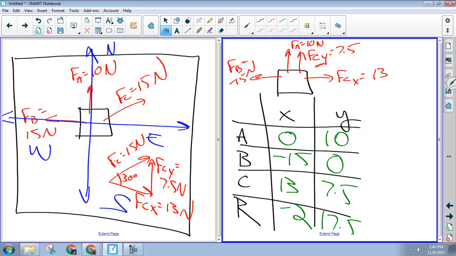Make sense? So whether you make the drawing or the chart or both, I don't care. Probably had to make at least one of them. Good? And then we're almost done.